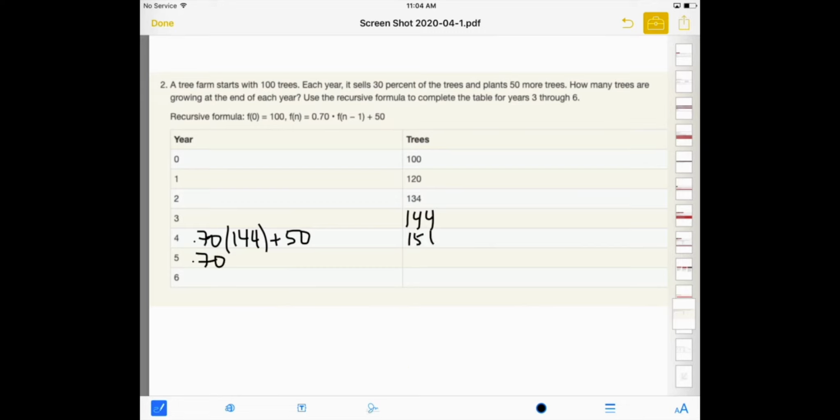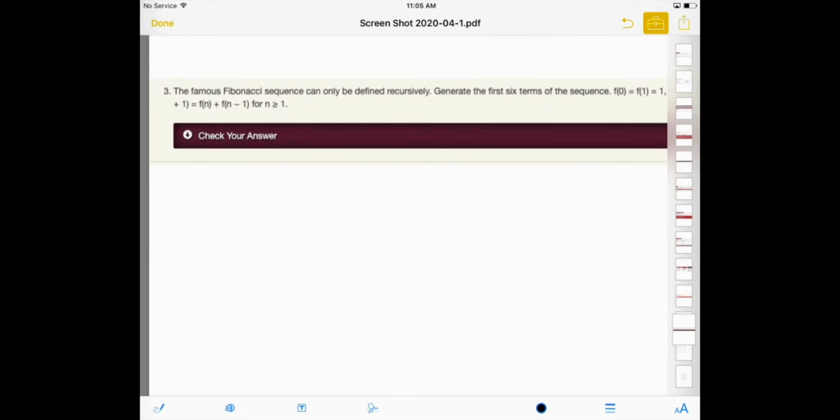Then for year 5, I'm going to follow the same exact process but using the year previously, so 151 instead of 144, and that's going to get me a total of 156. And then last but not least for year 6, I'm going to follow the same process again but use 156 because that was the year previous. That's what recursive is all about, is the year previous, and we get 159. Alright, so last question, question 3.